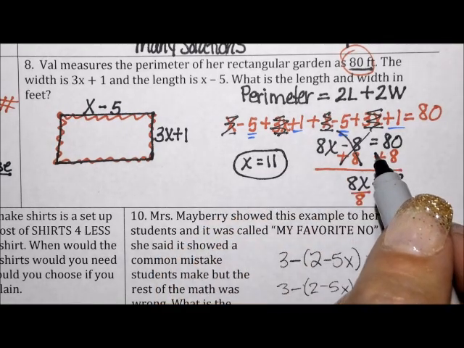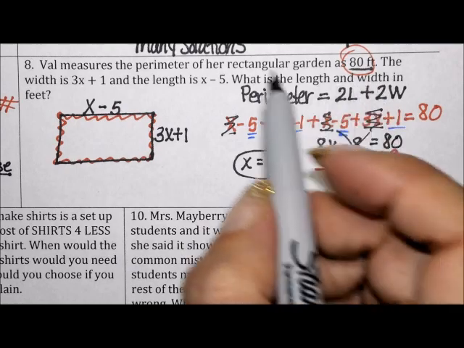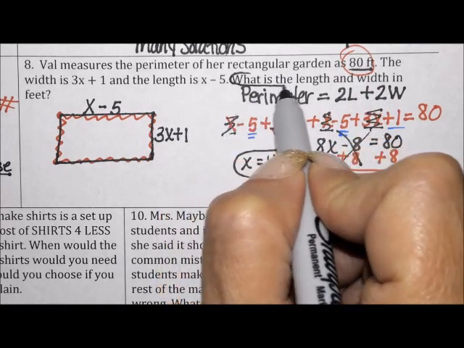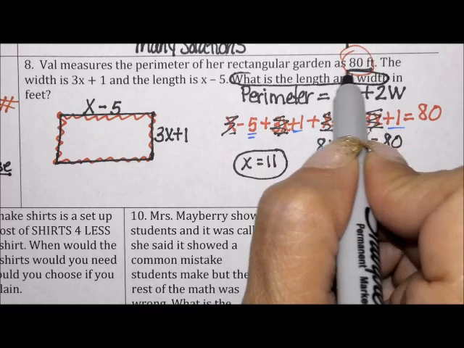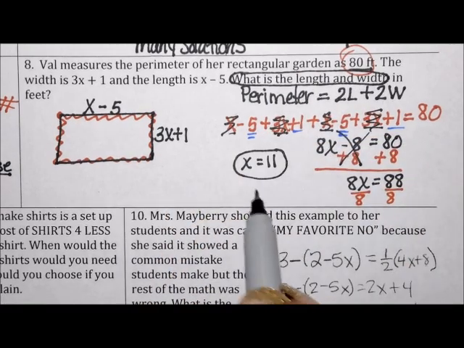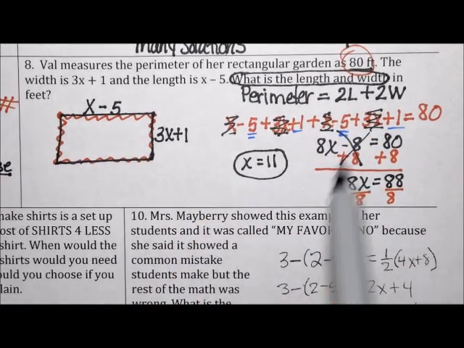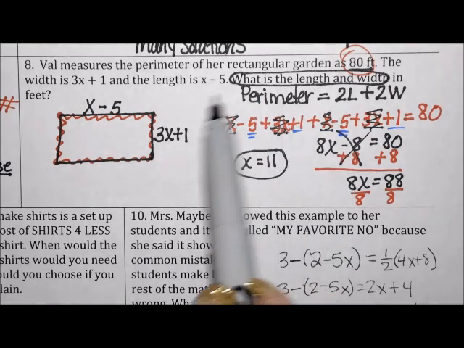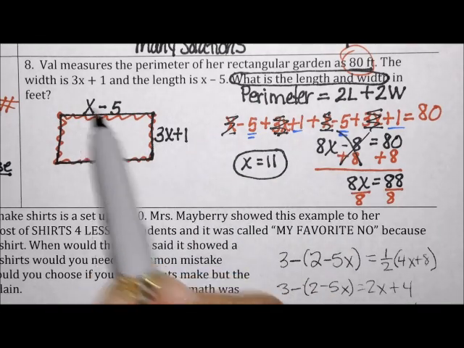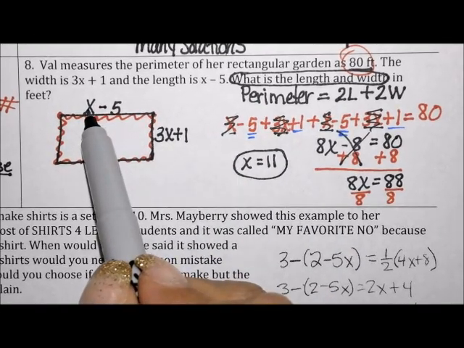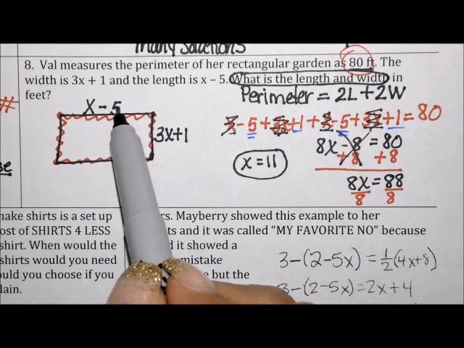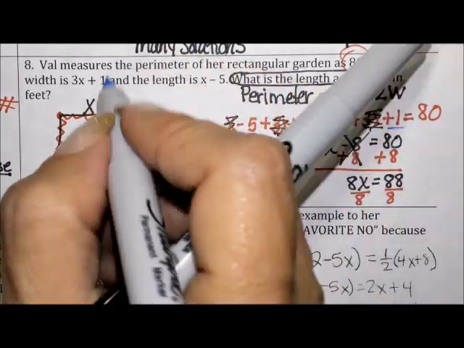We did a lot of math there, but did we answer what they wanted to know? The question is, what is the length and the width? I didn't find the length and the width. I just found what x was. So I need to go back in here, and I need to put that 11 here for x. What's 11 minus 5? Yeah, it's 6.